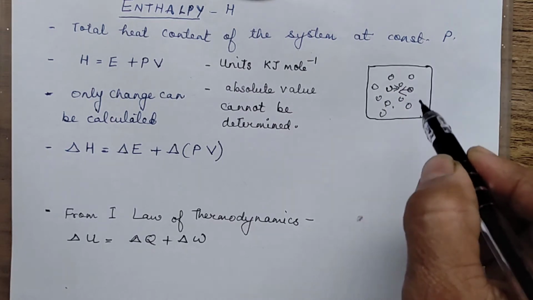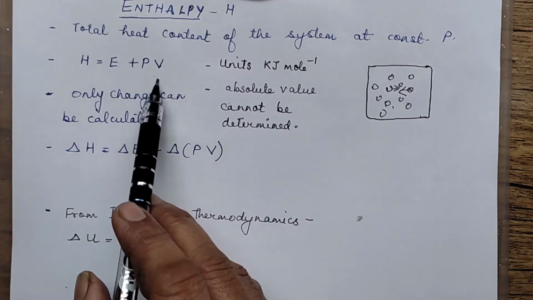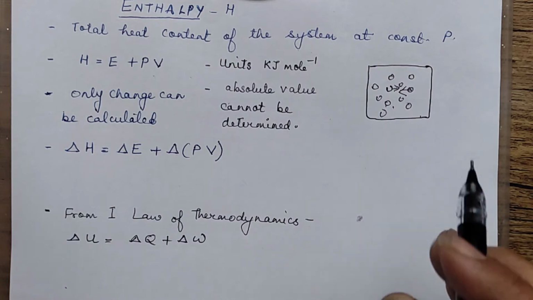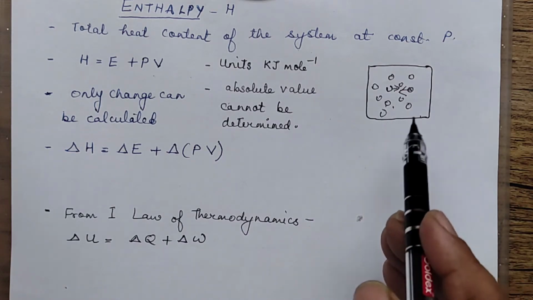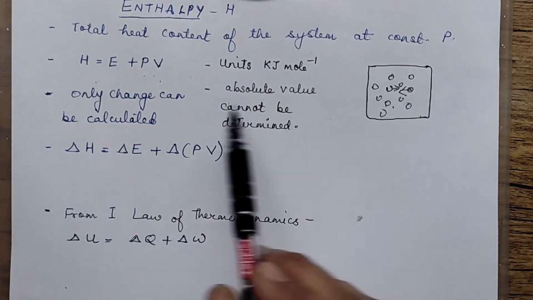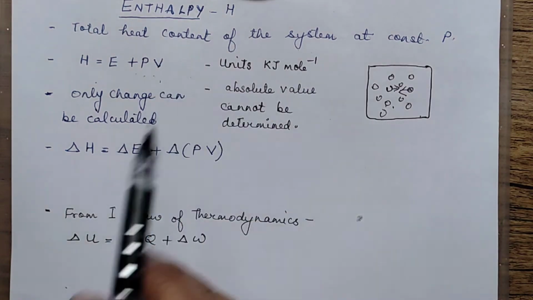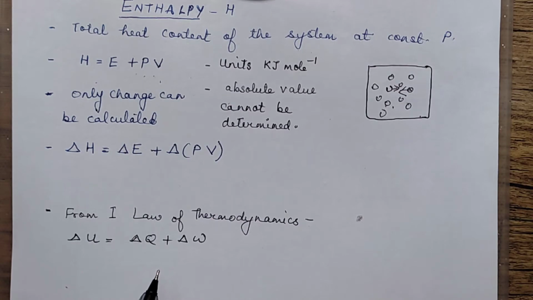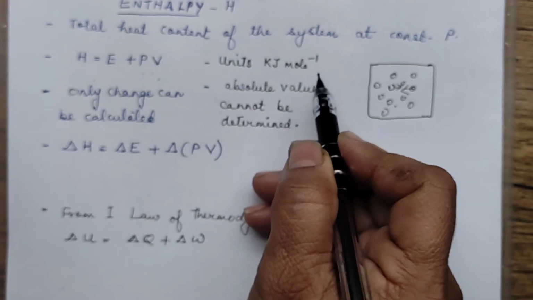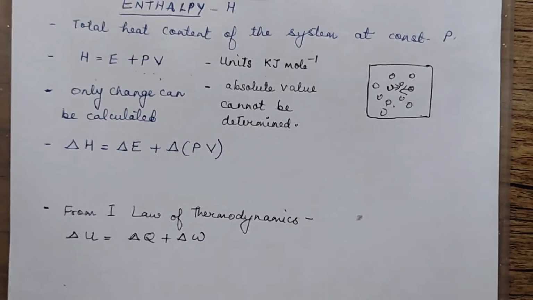Now, internal energy of the system plus the pressure and the volume conditions which are required to establish this system, that is PV, plus the internal energy. The sum of everything is now called enthalpy. That is why we call this the total heat content of the system. The units of enthalpy are the same as energy units, kilojoules per mole, joule per mole, or calories, depending on whatever units we are considering.